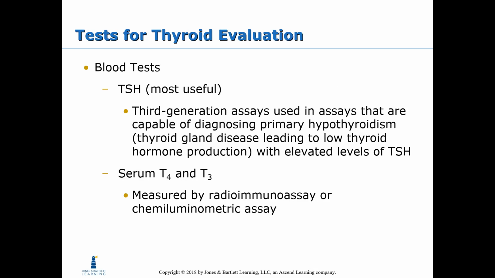Tests for thyroid evaluation include blood tests. TSH, or thyroid stimulating hormone, is the most useful. Third-generation assays are capable of diagnosing primary hypothyroidism, thyroid gland disease leading to low thyroid hormone production with elevated levels of TSH. Serum T4 and T3 are also measured, and they can be measured by radioimmunoassay or chemiluminometric assay.